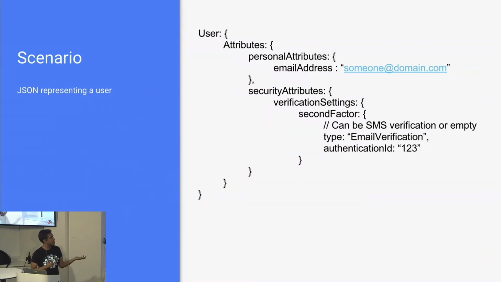That user has attributes. Those attributes are split up into two types. You've got personal attributes and security attributes. The personal attributes have, in this case, an email. The security attributes have things like verification settings and the type of second-factor authentication you have. So in this case, this user has email verification as his second factor, but it might be SMS verification, it might be something else. So kind of a standard little bit of JSON that you could get in your job.